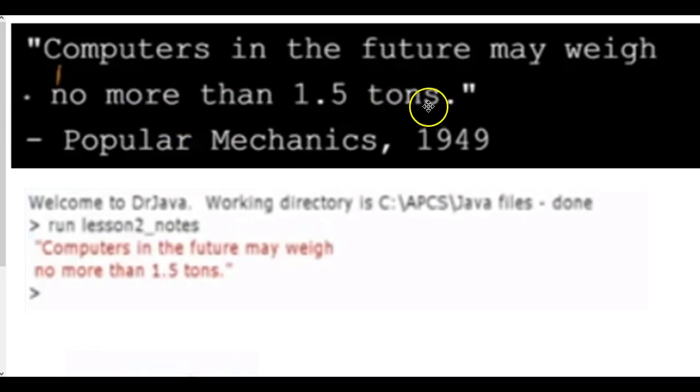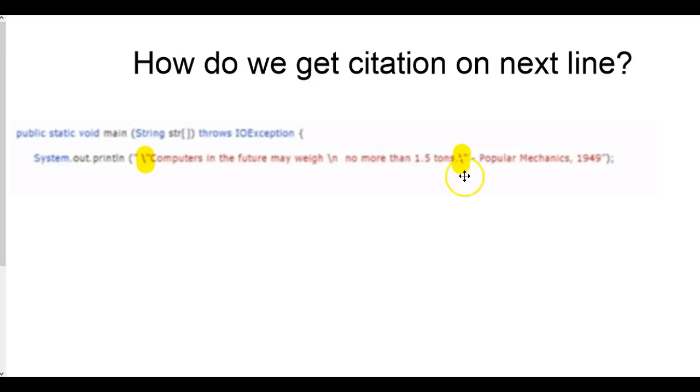So the next piece would be to run this and get it to look like computers in the future may weigh no more than 1.5 tons. We have the quotes. We have the new line. We could add in the Popular Mechanics on another line doing the same type of idea, doing another \n. So if you haven't done that already, go ahead and add that. So we get the second line.